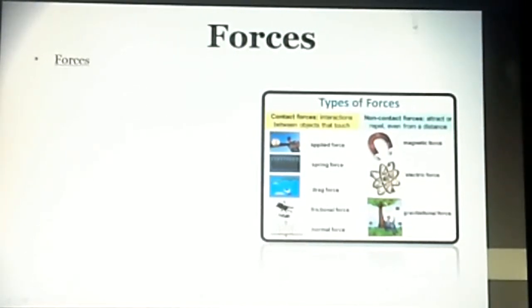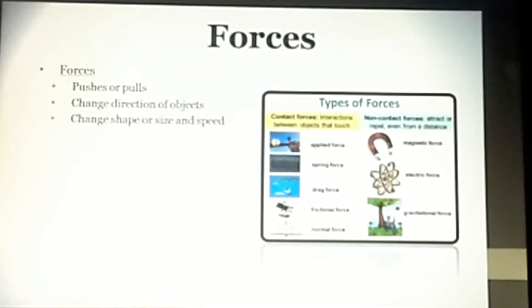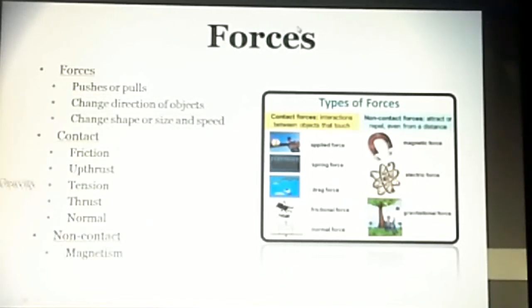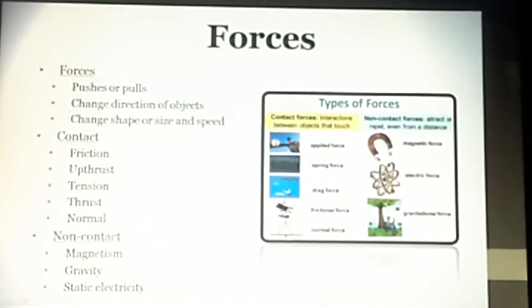Forces. Forces are pushes or pulls. They can change the direction of objects and also change the shape, size or speed. There are 2 types. Contact, which are, for example, friction, upthrust, tension, thrust, which is the opposite of upthrust, and normal; and non-contact, which are magnetism, gravity, and finally static electricity. In this picture you can see the contact and non-contact.